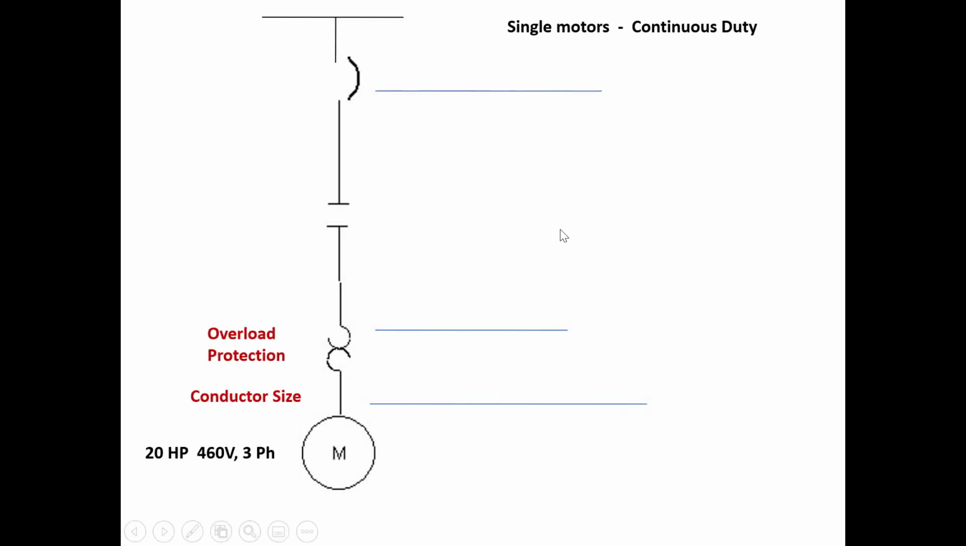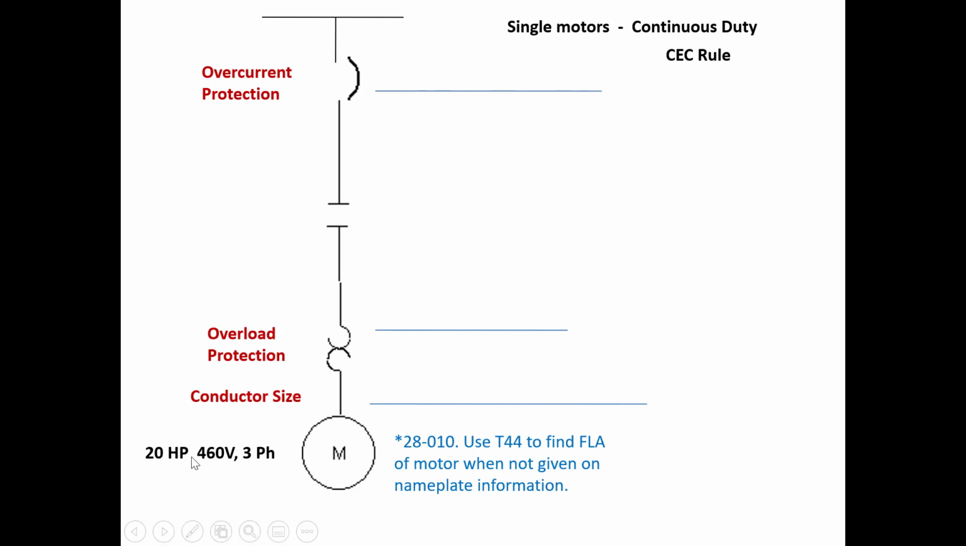Now this example here just gets us into another table where we're continuous now, but they've given us a horsepower rating instead of an FLA. So 28010 is telling us which table to go to if we have horsepower instead, and it's telling us to go to table 44 or 45 as applicable. So we go to table 44, 45, and we'll see what the difference is between them.